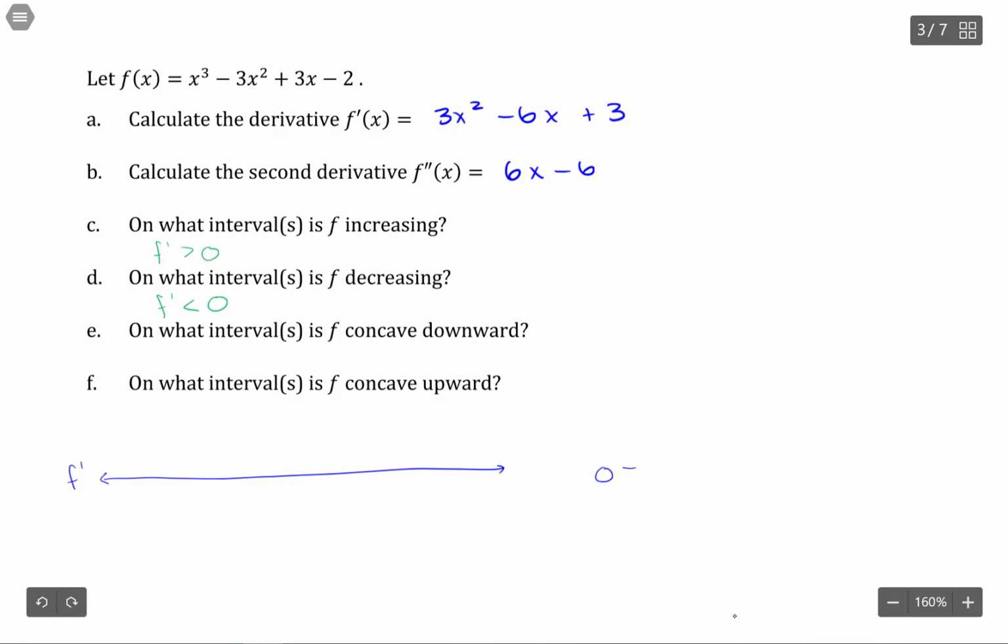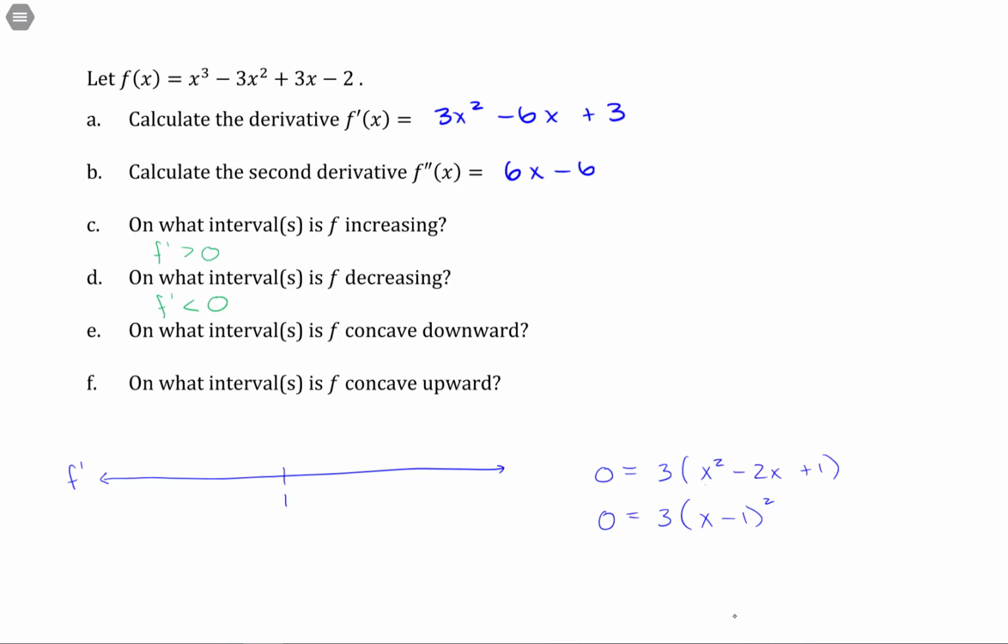We don't have to worry about undefined values because this is a polynomial function. Polynomial graphs don't have any undefined values, but they do have zeros. So let's look for those. Now if I factor out a common factor of 3, that's going to make factoring a little easier. This would be x squared minus 2x plus 1. And if I factor this, I have x minus 1 quantity squared. So that tells me I have a 0 at positive 1.